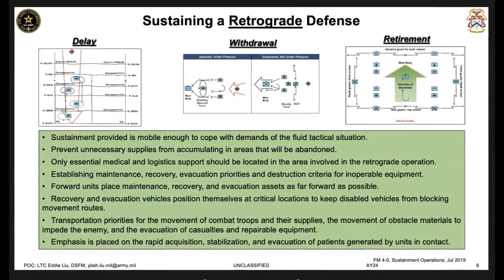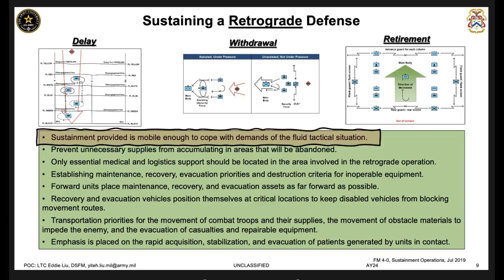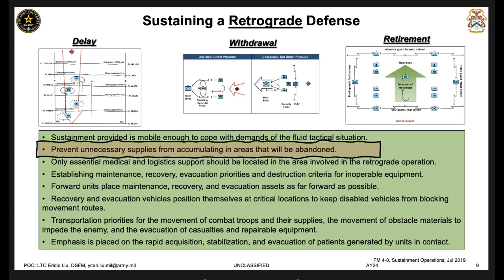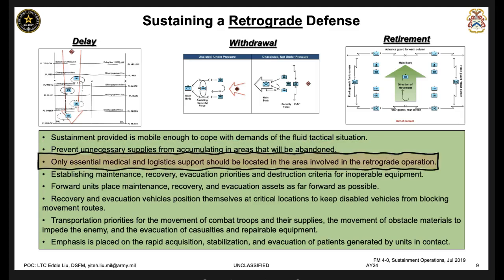This slide outlines the logistics and sustainment considerations necessary for conducting a retrograde defense, including the delay, withdrawal, and retirement variations. Sustainment must be agile enough to adapt to the fluidity of tactical situations during retrograde operations. Unnecessary supplies should be prevented from accumulating in areas that will be abandoned. Essential medical and logistics support should be positioned within the area of the retrograde operation.